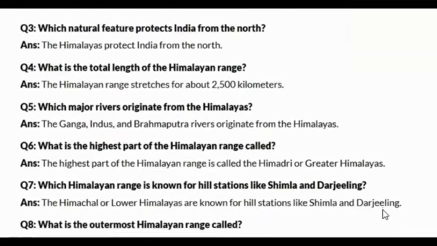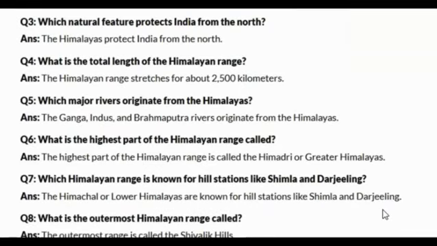And now we have, which natural feature protects India from the north? The Himalaya, of course. What is the total length of the Himalayan range? The Himalayan range stretches about 2,500 kilometers. Which major rivers originate from the Himalayas? The Ganga, Indus and Brahmaputra rivers originate from the Himalayas.